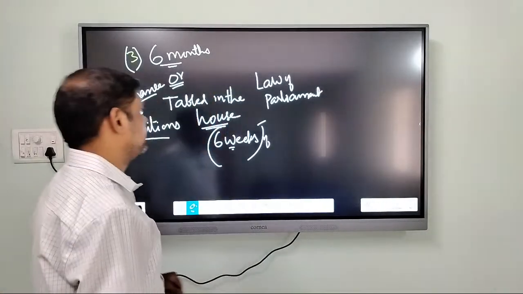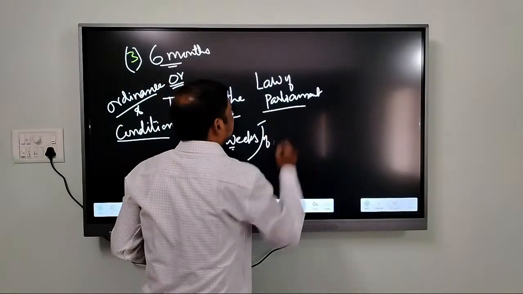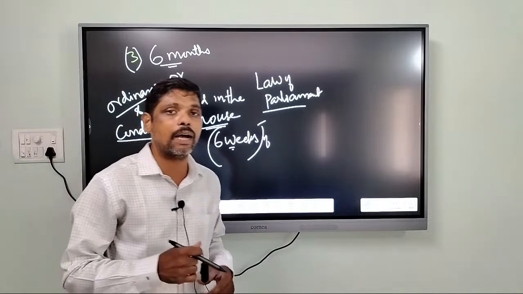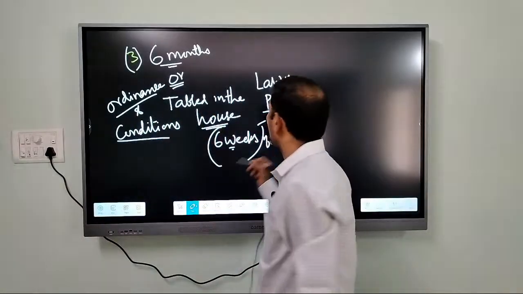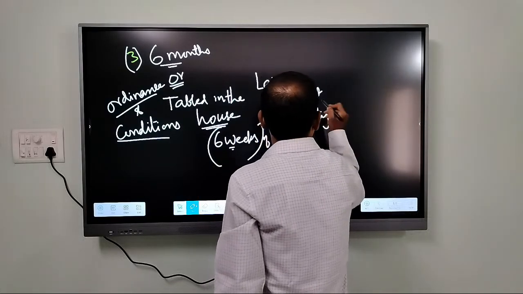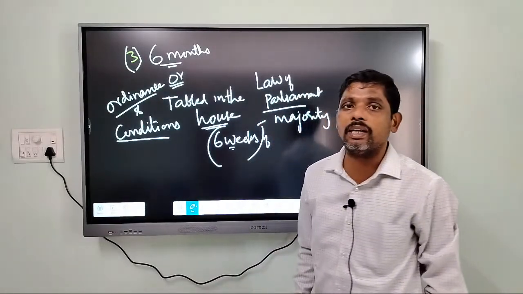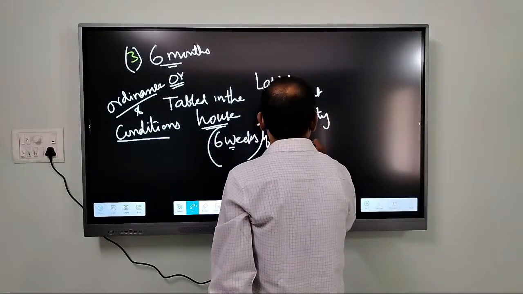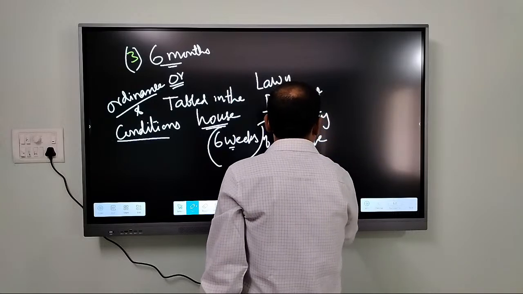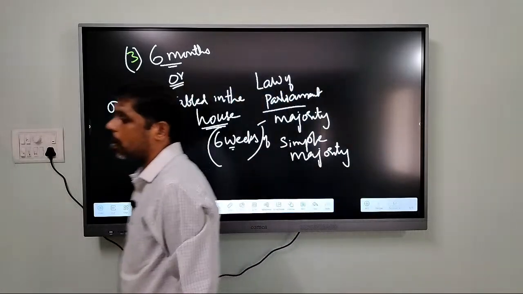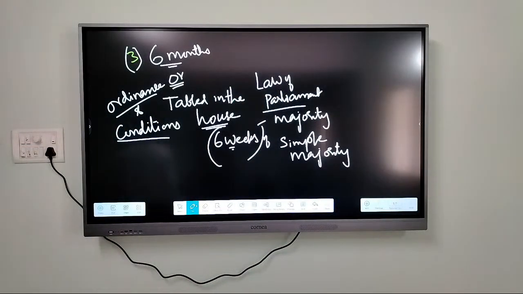రైట్. సో అండ్ వాట్ ఈస్ ద మెజారిటీ దట్ ఈస్ రిక్వైర్డ్ టు పాస్ ది ఆర్డినెన్స్? The majority that is required to pass the ordinance. So if you take the majority that is required to pass the ordinance, it is simple majority. The majority that is required to pass the ordinance is simple majority.